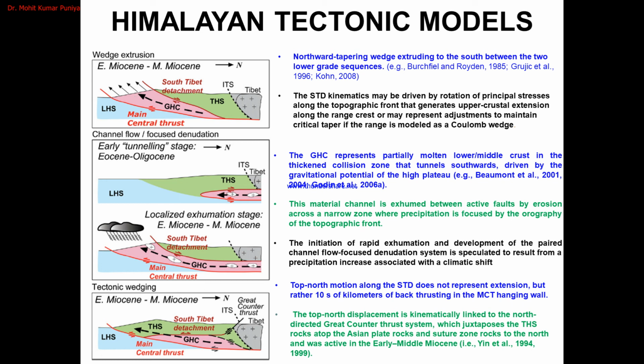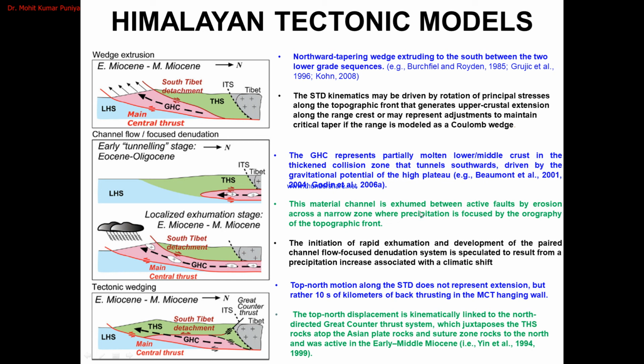Why did it evolve here? It evolved due to erosional activity, as we can see here. During this time, this molten material comes up and stagnates up to here. So these faults were created here simultaneously. But due to erosional activity and denudation, this old Tethys Himalayan sequence eroded away and this Greater Himalayan crystalline was exposed over the surface. The steady kinematics may be driven by rotational or principal stresses along the topographic front that generate upper crust extension along the range crest, or may represent adjustment to the maintained critical point. The GHC represents a partially molten lower middle crust in the thickened collision zone that tunnels southwards, driven by gravitational potential. So this STD and MCT provide a tunnel type of structure. That's why GHC comes up over the surface.